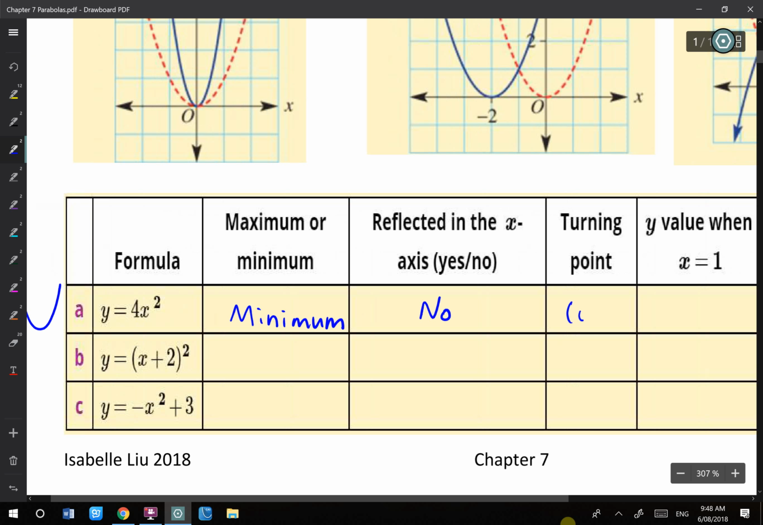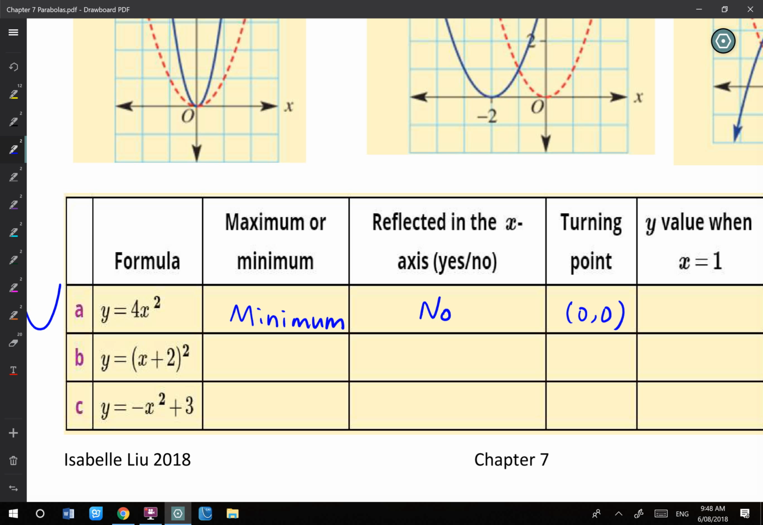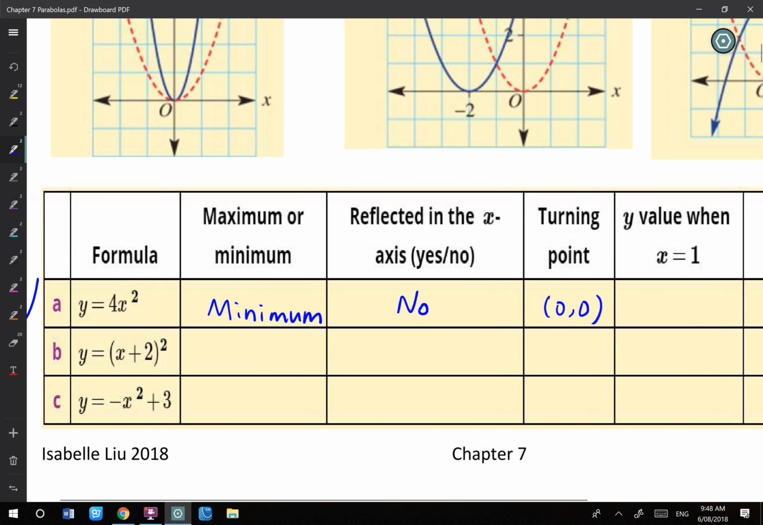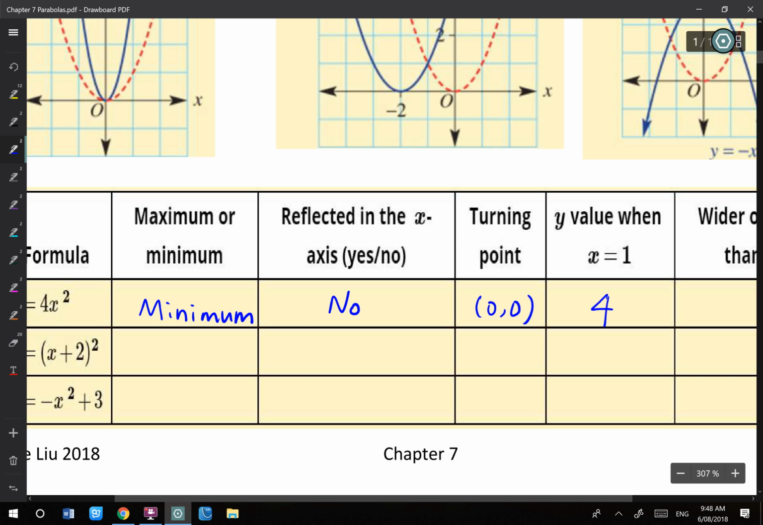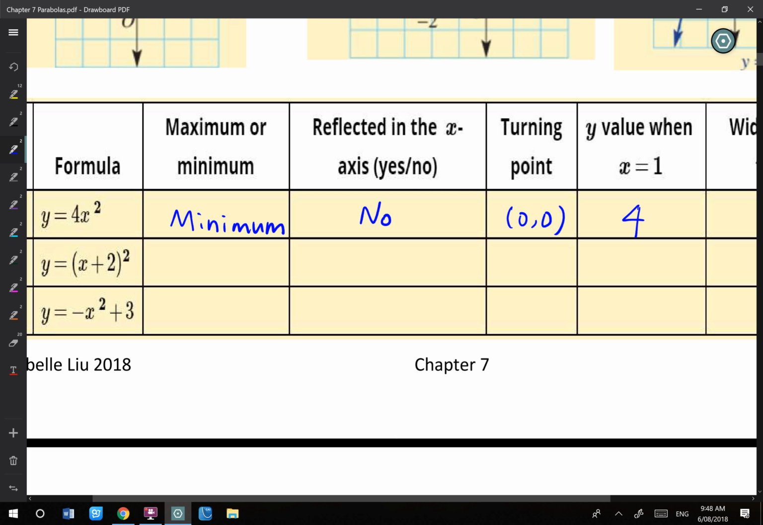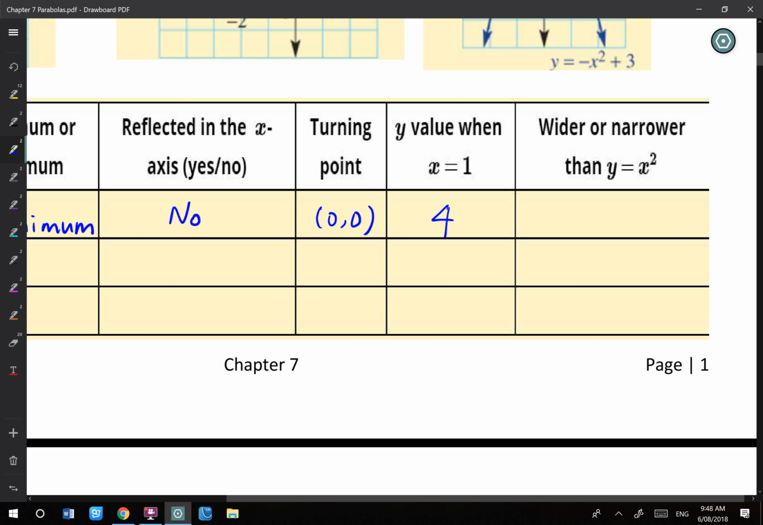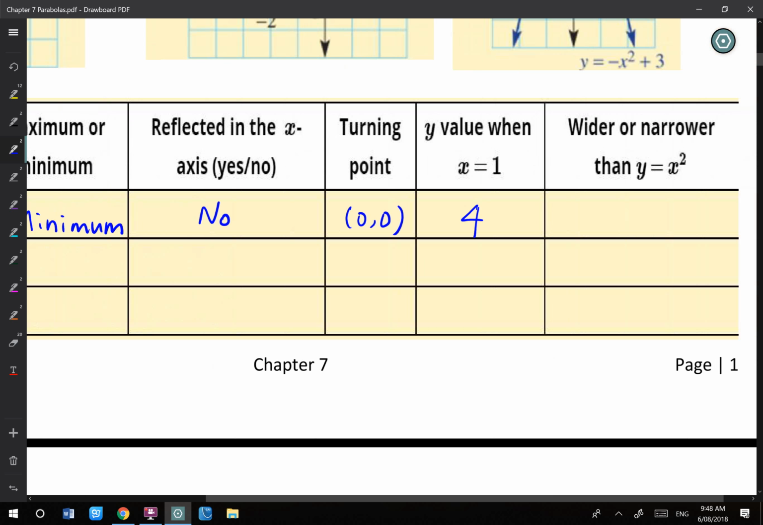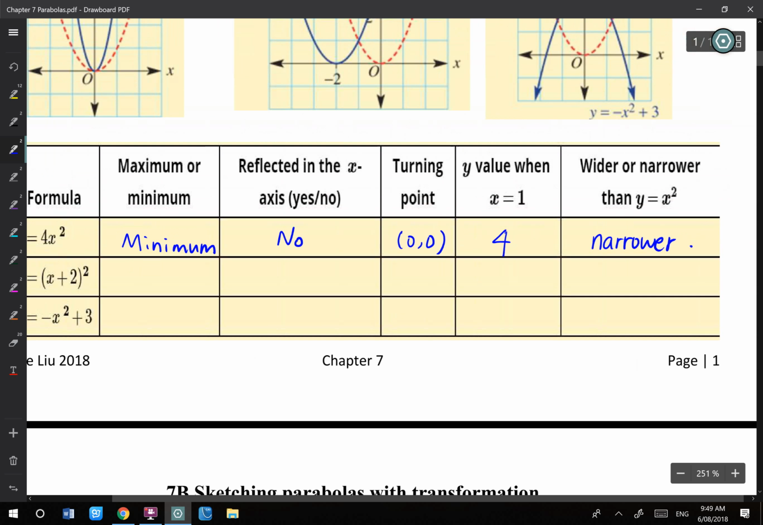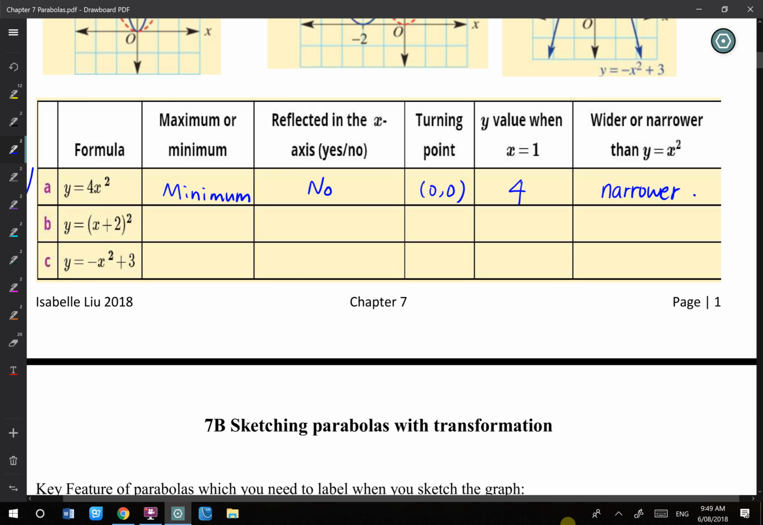The turning point is still 0, 0 because there's no horizontal or vertical movement. The y value when x equals 1: I substitute x equals 1 in, so I should have y equals 4. Okay, substitute 1 into the function, I have y equals 4. Wider or narrower compared to y equals x squared? Well, it's a larger a value, so I should have a narrower graph. Okay, that's how you complete this table.